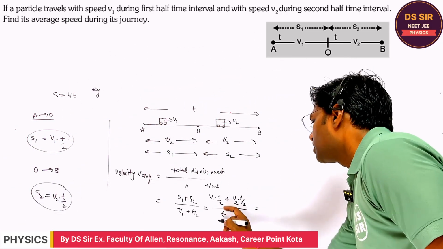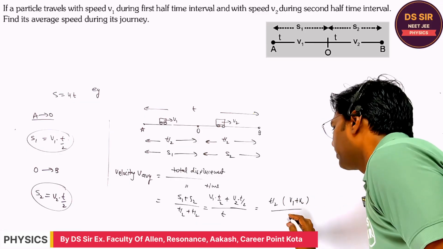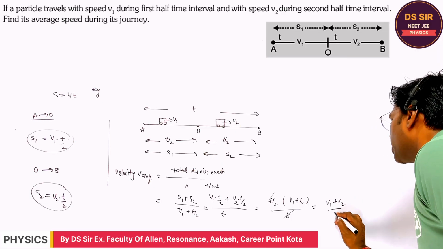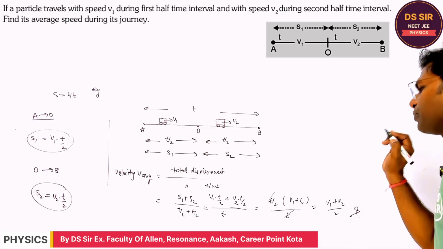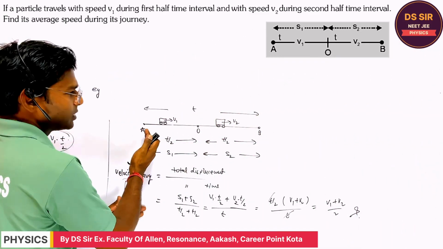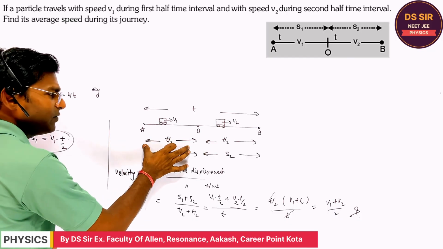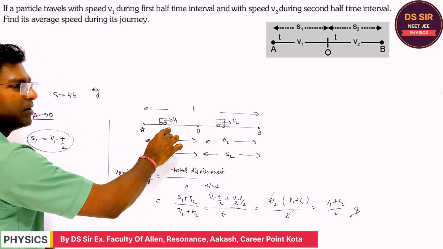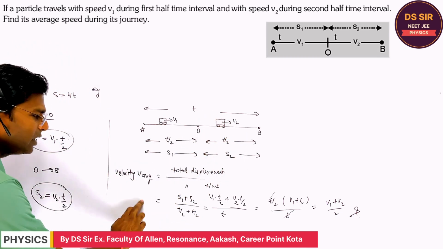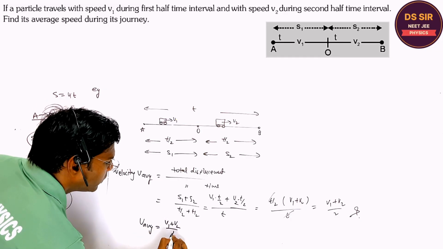So from here, T by 2 is common. V1 plus V2 divided by T. This T is cancelled out. So V1 plus V2 by 2. So this is the average velocity, or the average speed also you can say in this case, because the particle is moving in a straight line, right? When for half the time period it covers with V1, and the remaining half time period is covered with the speed V2, then the average velocity comes to be V1 plus V2 by 2.